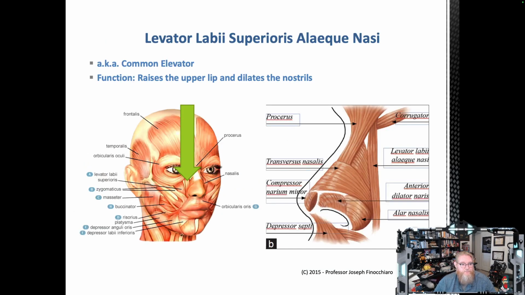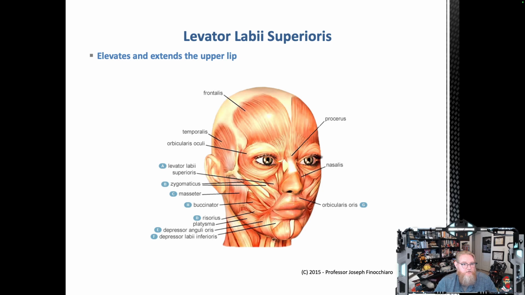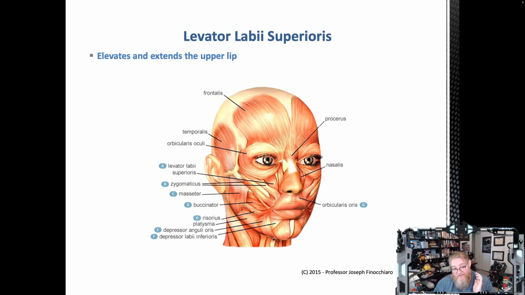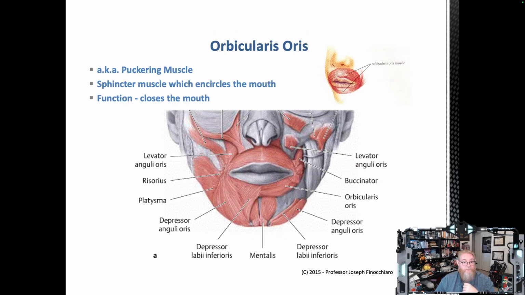Muscles near the mouth. You have the levator labii superioris aliquae nasi, which is the common elevator. It raises the upper lip and dilates the nostrils. You have the levator labii superioris. Okay, so hold on a second. We got levator labii superioris aliquae nasi, messes with your nose, okay? Raises the upper lip, plays with your nose. And then you just have the levator labii superioris, which just plays with your lip, elevates and extends your upper lip. Not that hard. Don't let the big science words scare you.